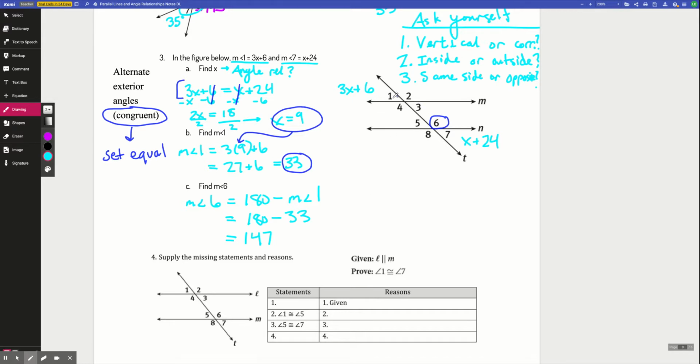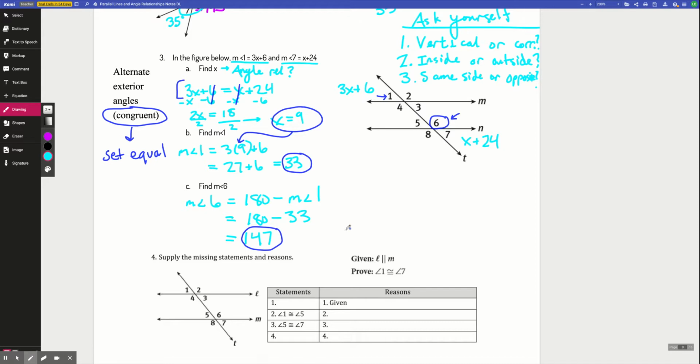So even though there's no angle relationship between angle 1 and angle 6, like they don't fit any of our angle relationships, we can still figure out how big angle 6 is, because we know that the two angles together, the acute and the obtuse, have to add up to 180. So I just did 180 minus 33 and got 147. So that's how big angle 6 is.